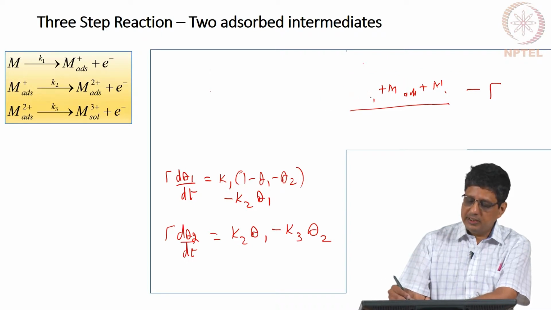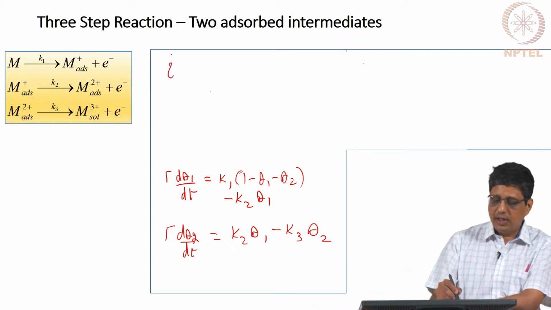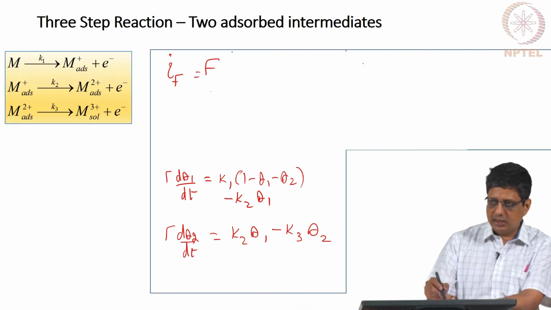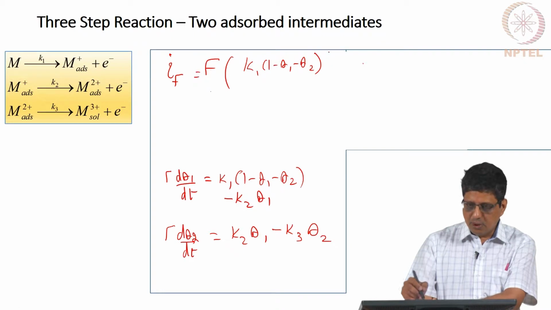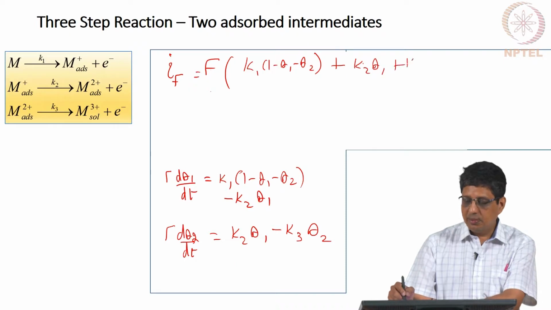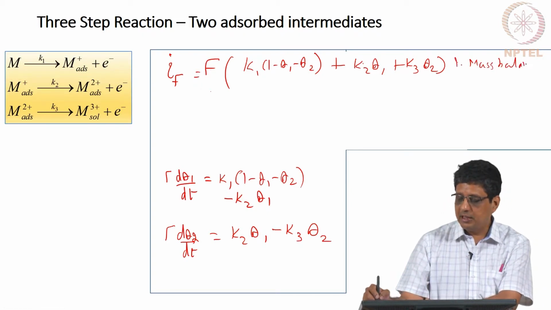Electron is produced by the first, second and third step, 1 electron each. Therefore, we would write total Faraday current, it is going to be Faraday constant multiplied by the first step, the rate is given by K1 (1 minus theta 1 minus theta 2). It produces an electron, second step also produces an electron, third step also produces an electron. So, we do the following, we write the mass balance equations, we write the charge balance equation, these are transient equations.